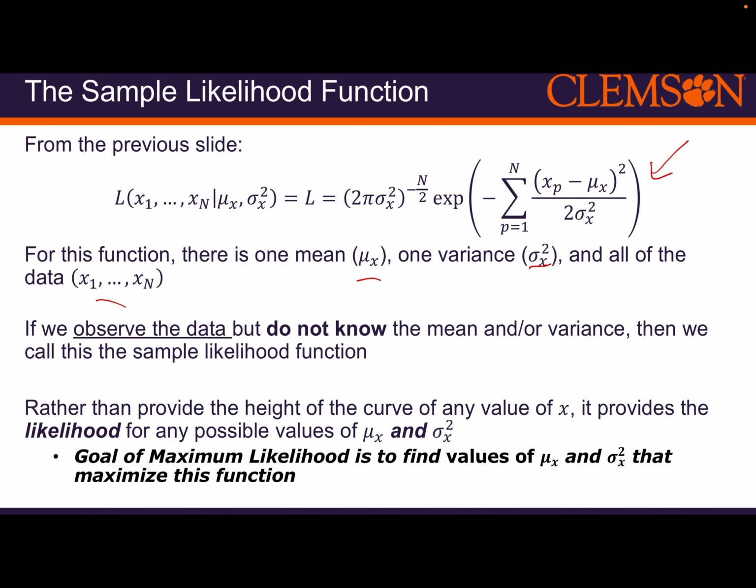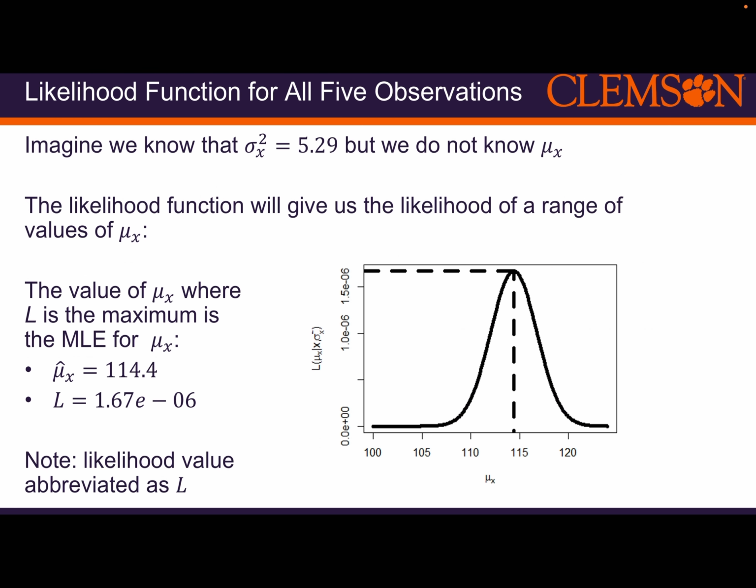Now, in our world, we collected the data, so we know X. We have no idea what the mean and the variance are, right? So this function, rather than providing the height of the curve for any value of X, is actually providing the likelihood for any possible values of mu and sigma. So the goal of maximum likelihood is to find values of mu and sigma that maximize this function. And that then becomes a calculus problem.